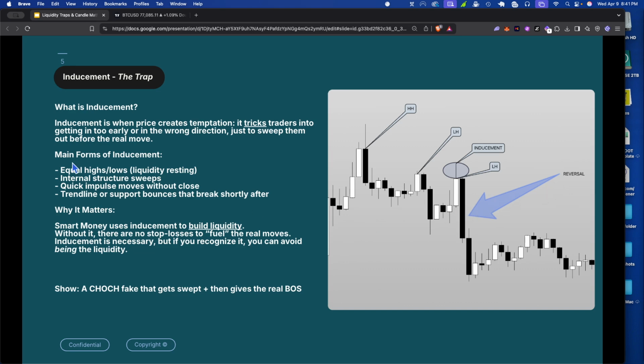There are a few different types of inducement, but for today we're covering the equal highs and equal lows, which you've seen in my charts fairly often, with a dollar sign and a straight line. We have internal structure sweeps. In the middle of a move, you can also have sweeps of liquidity. So if this is the range up here and this is the range below here, this is an internal sweep of liquidity, right? It's not external. We haven't got to the top of the range and we haven't got to the bottom of the range. We can also have quick impulse moves without the close, of course.